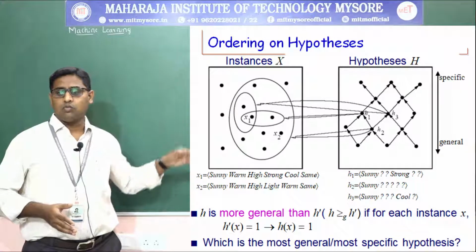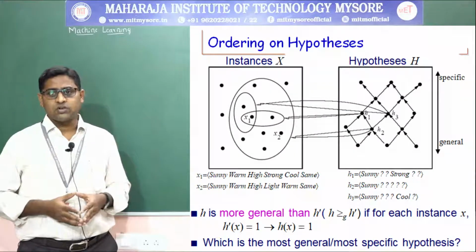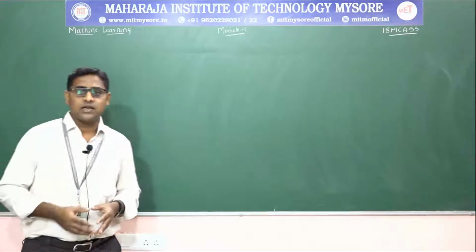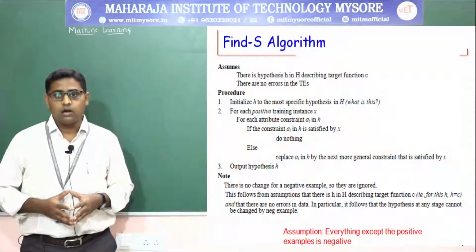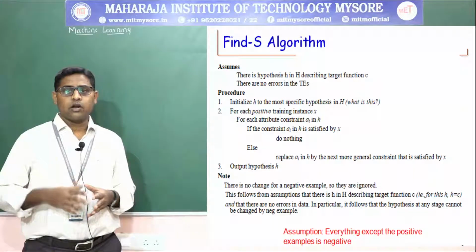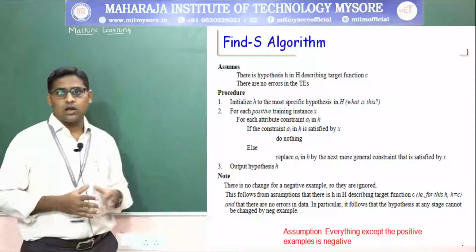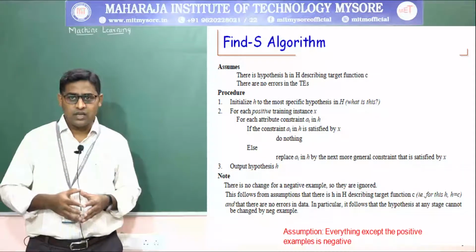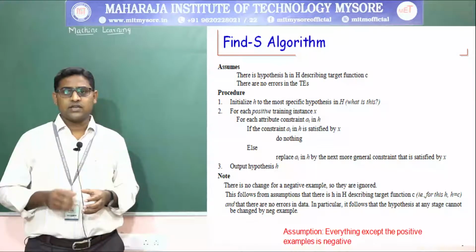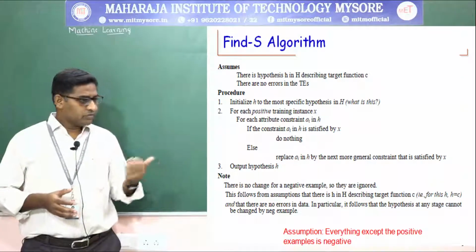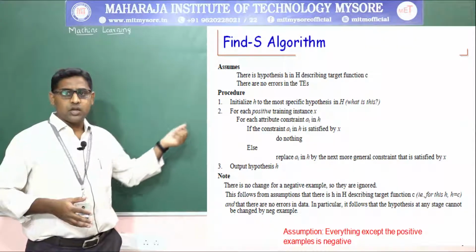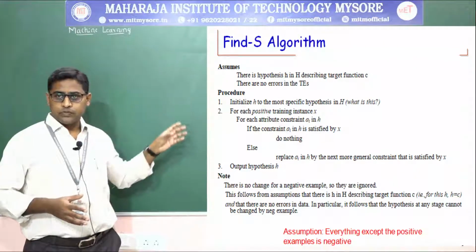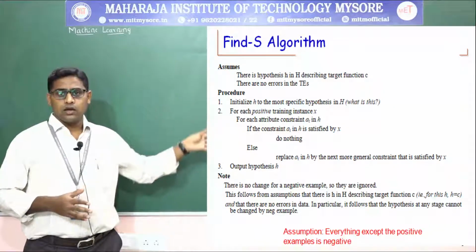Which is the most general or most specific hypothesis is the next question we need to answer by using the Find-S algorithm. We have discussed in the earlier class session what the Find-S algorithm is. Again, here we need to check for the most specific hypothesis. The assumption is that there is a hypothesis H in the hypothesis space describing the target function C, and there are no errors in the training examples. TE means training examples. The procedure goes like this: you need to initialize H to the most specific hypothesis in H, which means initializing with all empty or null values.